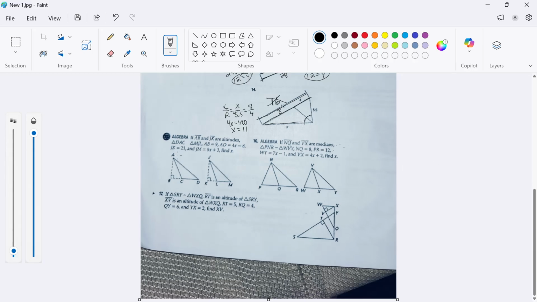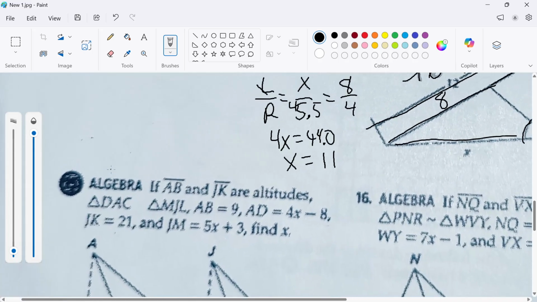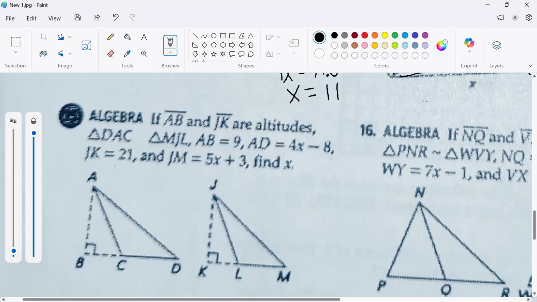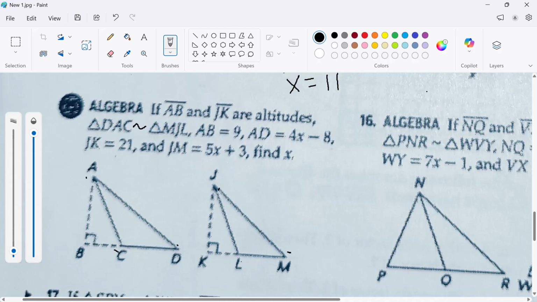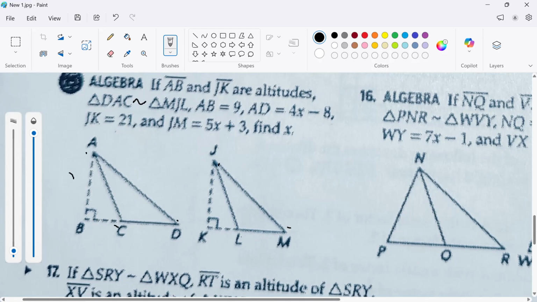Here's another problem. They just keep them coming. It says AB and JK are altitudes, so that's the height of each one of those triangles. Triangle DAC is similar to MJL. They're drawn exactly the way they're similar. AB equals 9. AD equals 4x minus 8.